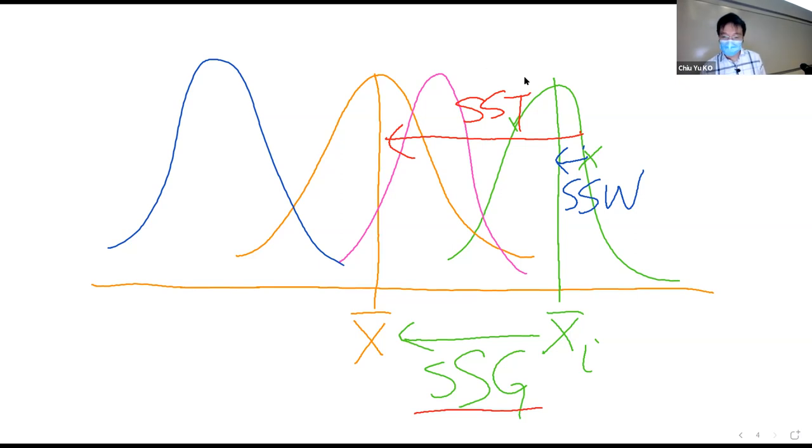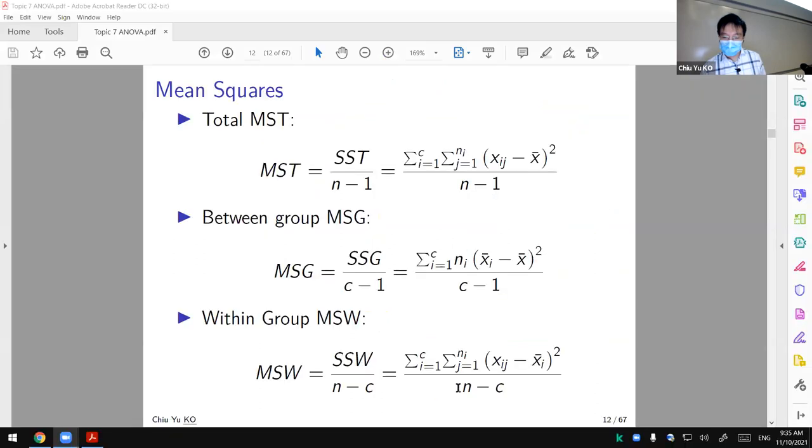I think I mixed some up. Okay, so we have N minus C number left. The reason is because the total number is N, right? But you already fixed C means, right? Because these are all fixed already. Okay, so that's why what you have left is N minus C.